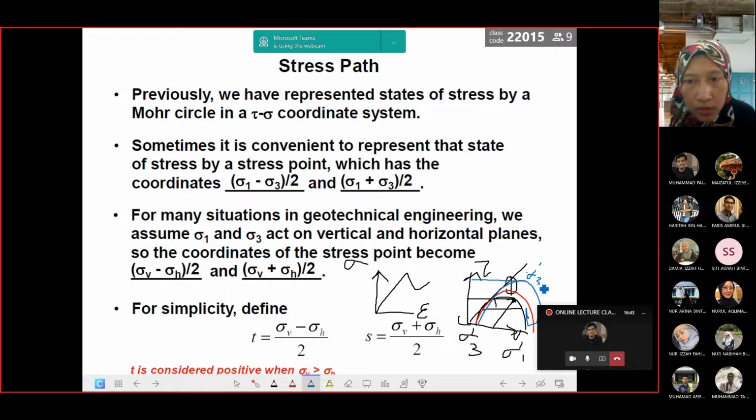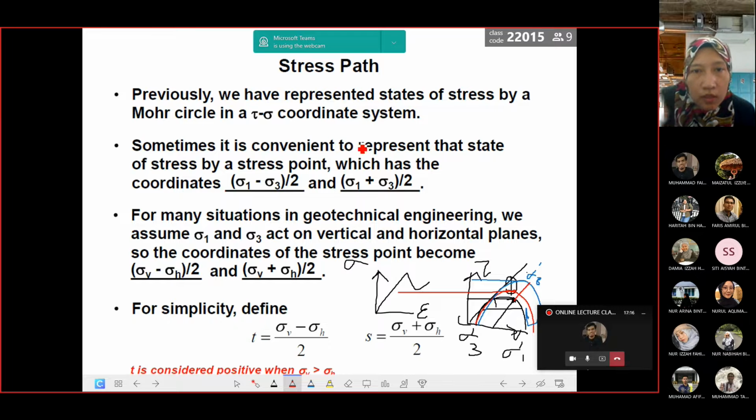For example here, let's say saya namakan sample number C. And then for the red sample, this is the maximum point. So when we connect the samples 1, 2, 3 at the maximum failure stress, dia akan bagi you satu laluan yang kita panggil stress path. So the stress path can be presented in the coordinates T and S, or you can see it in P and Q.